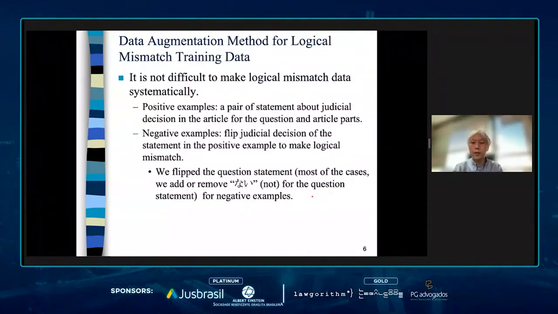Based on this understanding, we propose a method to create logical mismatch data systematically. For the positive example, we pick a sentence about a judicial decision in the article for the question part and the article part. The same sentence is used for these two parts. Negative examples are made by flipping the judicial decision of the sentence statement in the positive example to make a logical mismatch. We flip the question statement. In most cases, we add or remove not in the question statement for the negative example.